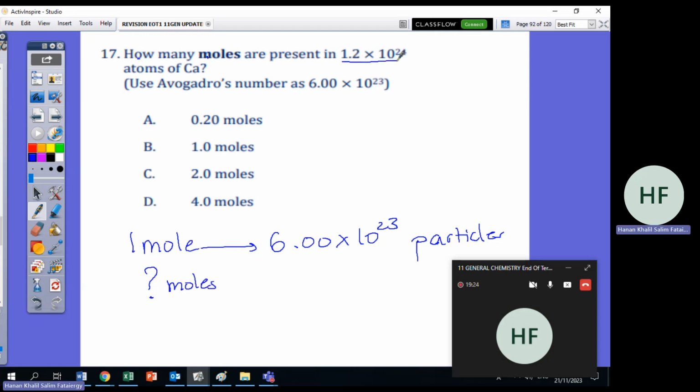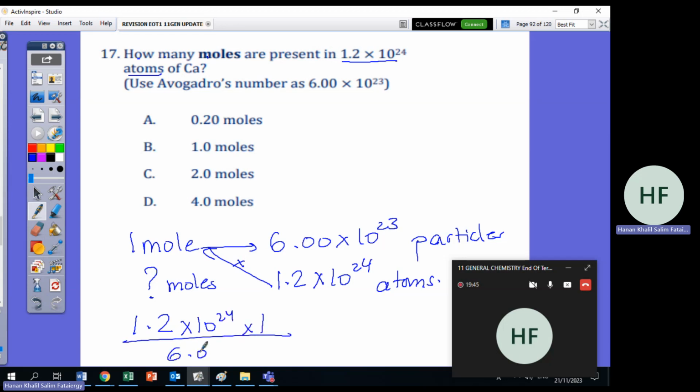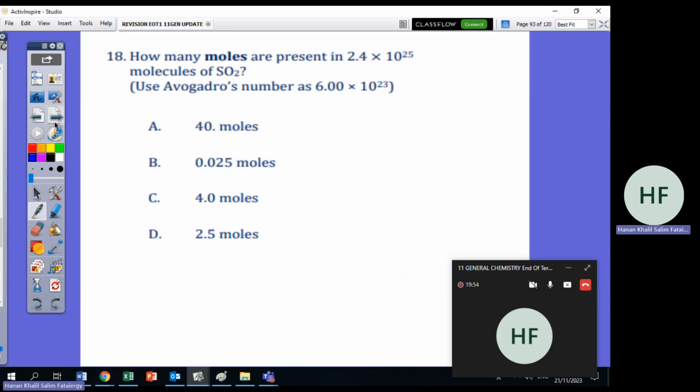Now I have the given, where do I write it? Here: 1.2 times 10 power 24 atoms. Okay, now cross multiply. So it will be 1.2 times 10 power 24 times 1 over 6.00 times 10 power 23. The answer will be 2. Yeah, okay, now pause the video and do it by yourselves.